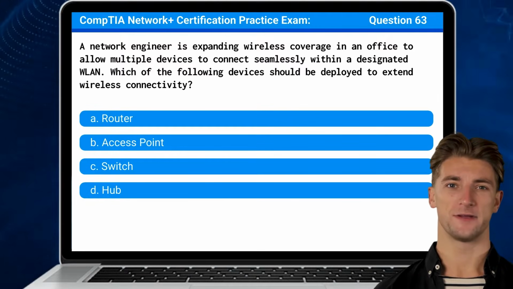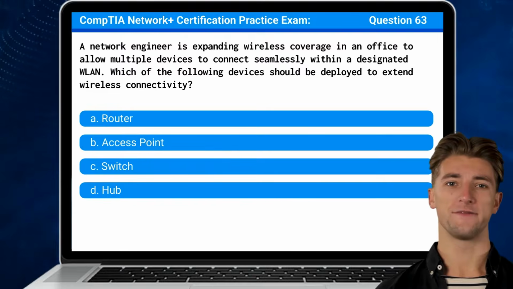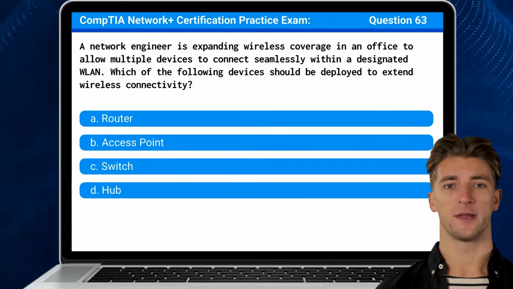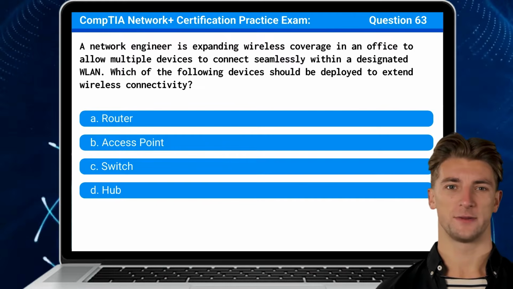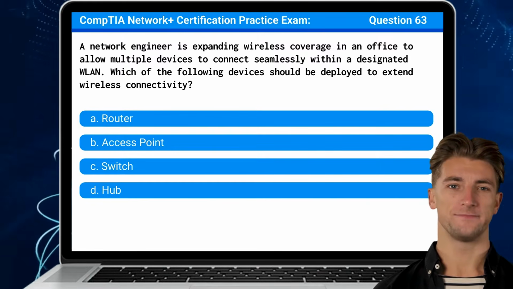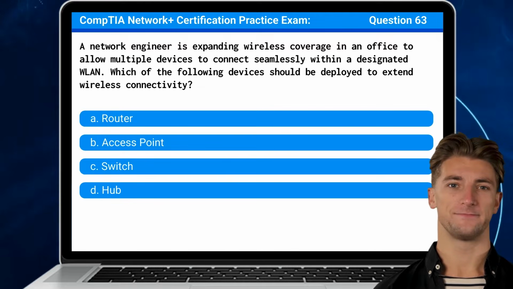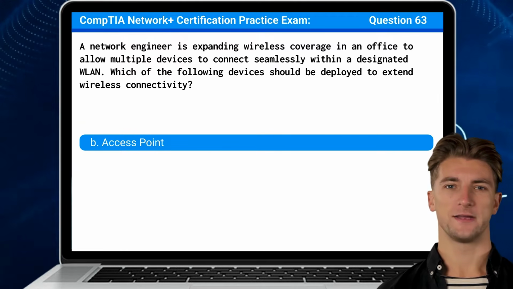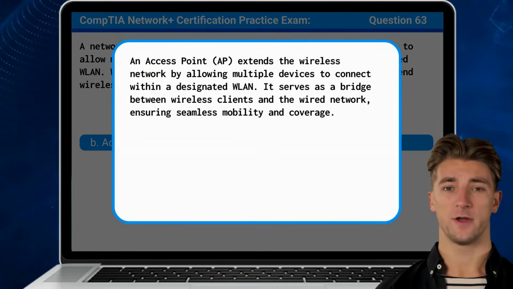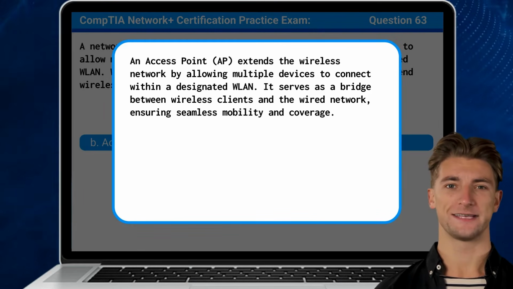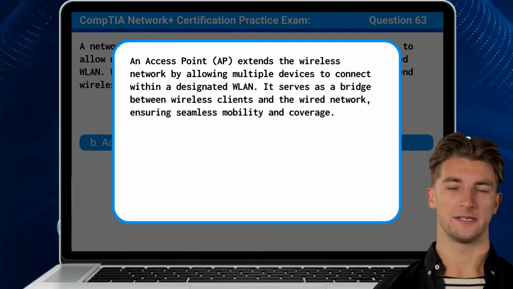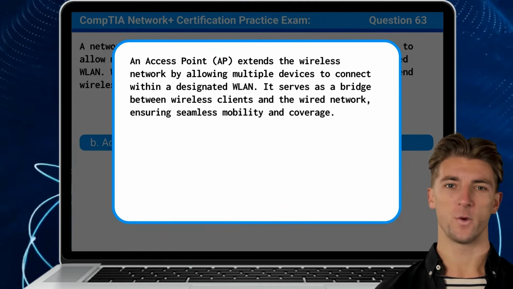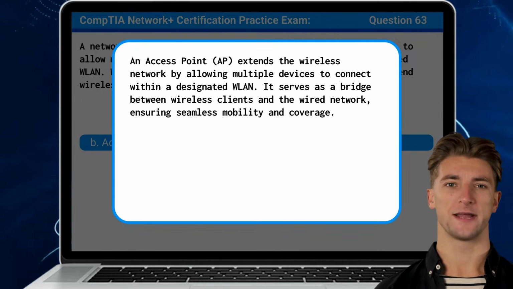Question 63. A network engineer is expanding wireless coverage in an office to allow multiple devices to connect seamlessly within a designated WLAN. Which of the following devices should be deployed to extend wireless connectivity? The answer is B, access point. An access point, or AP for short, extends the wireless network by allowing multiple devices to connect within a designated WLAN. It serves as a bridge between wireless clients and the wired network, ensuring seamless mobility and coverage.